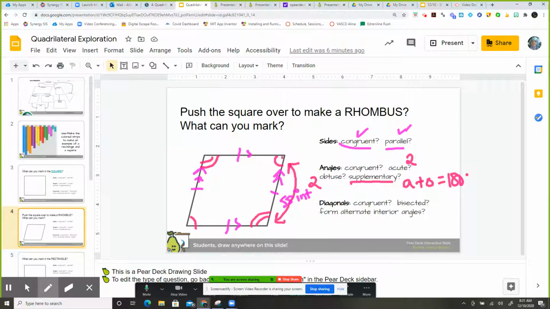So these angles here are same side interior angles. They're going to add up to 180 degrees. My acute angle and my obtuse angle, because those sides are parallel, are going to add up to 180 degrees. They're same side interior angles. So I've got 2 acute that are congruent and 2 obtuse that are congruent. And 1 acute and 1 obtuse are going to add up to 180 degrees.